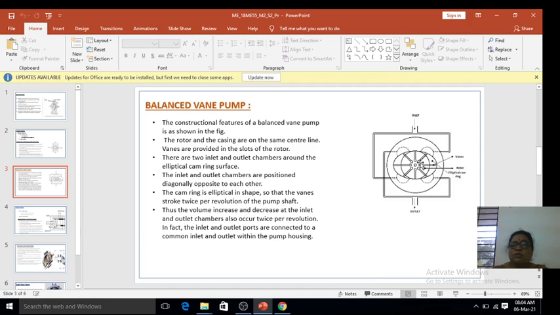That means if the inlet pressure of the flowing fluid is more than the outlet pressure or vice versa, then the system is what we call unbalanced. So it has to be balanced by using a cam ring like this, the elliptical shape of cam ring that you can observe here.